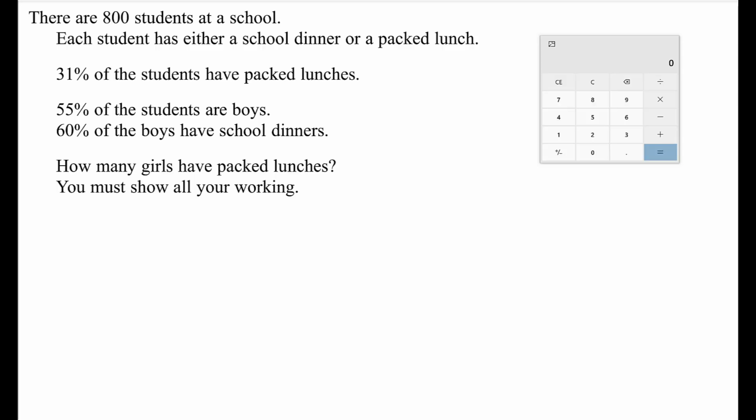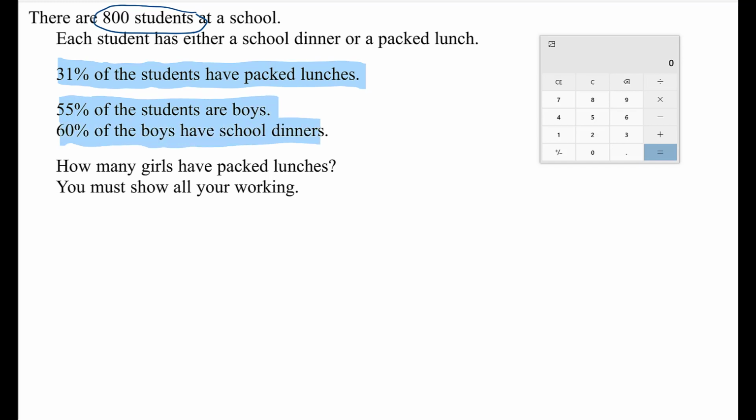Okay, as you can see, this question has lots of information, but I'm just going to pick out the key information. So here we have 800 students. Now 31% have packed lunch, 55% are boys, 60% of the boys have school dinners. Now, what we want is the number of girls who have packed lunch.